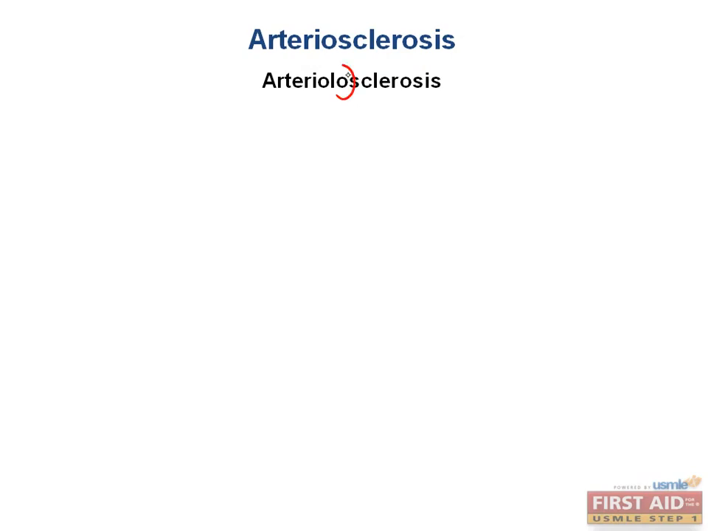Arteriolosclerosis. Note that we have added an L and O here because we are talking about vessels smaller than arteries. There are two types of arteriolosclerosis that we will focus on here. Notice that because arteriolo is in the name, we are talking about the hardening of smaller arteries and arterioles. So let's start with hyaline.